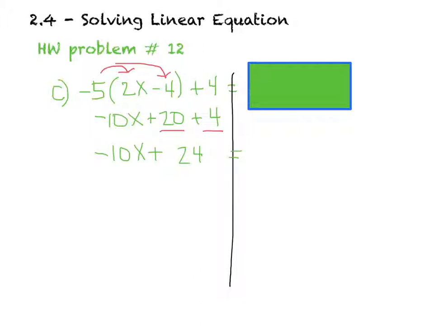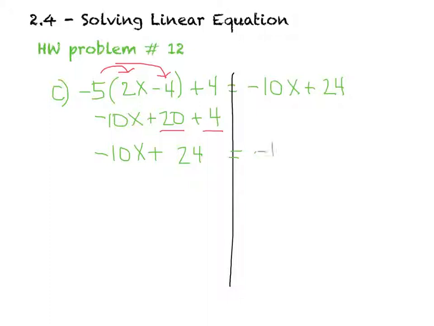Let's drop down our equal sign. Let's get rid of that box, and let's drop this down. So we've got negative 10x plus 24. Now you might notice something really special happened in this problem, and like I said, it doesn't happen very often. But take a second and see if you notice anything special that's happened in this problem.